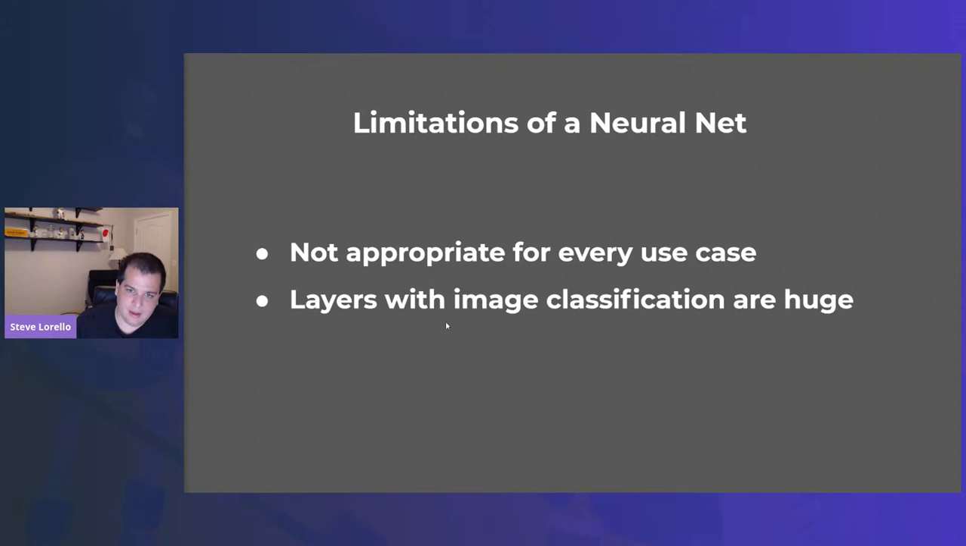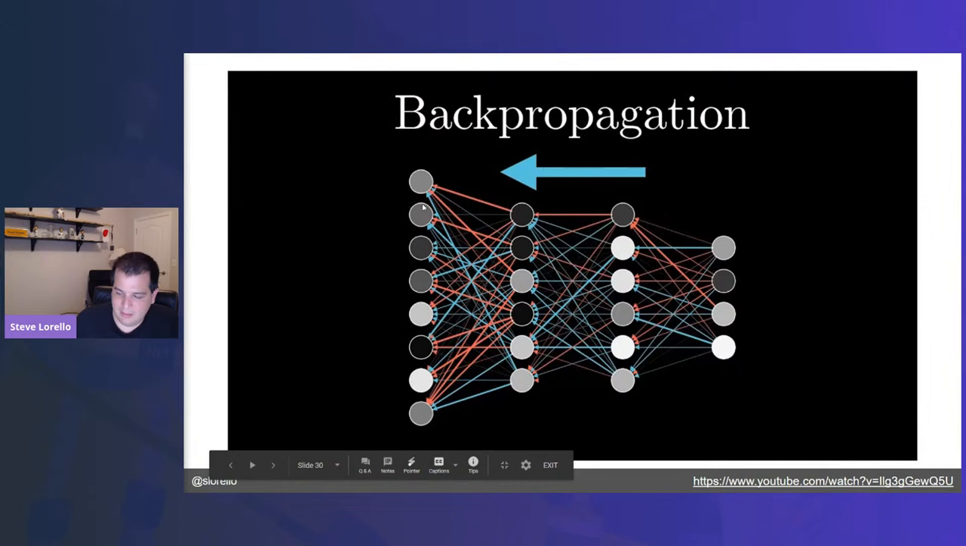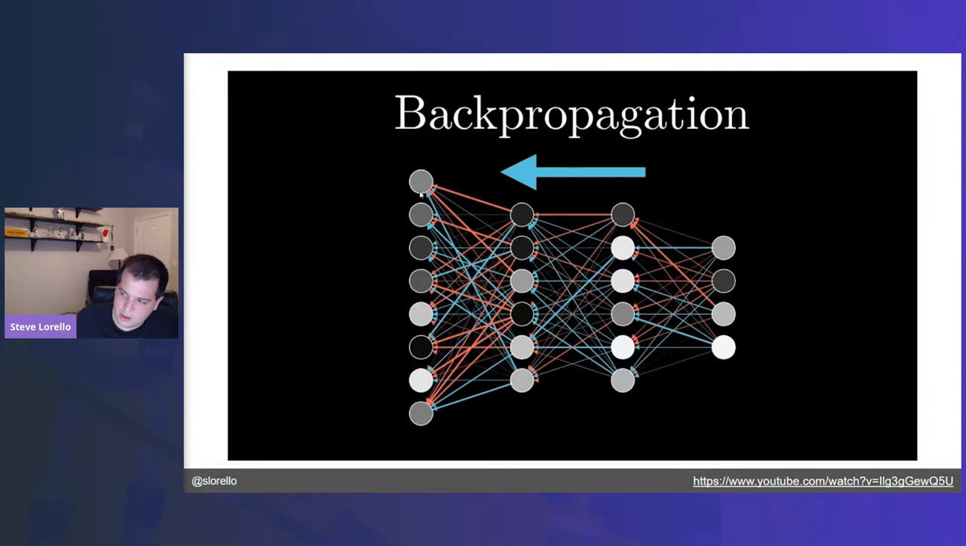On the other hand, when you're trying to do classification on images, neural networks on their own are quite limiting. For perceptrons, the layers are fully connected. So if we look back at this, fully connected means that each neuron is connected to each neuron in the next layer and vice versa. So each neuron in each layer is connected to each neuron in the previous layer.